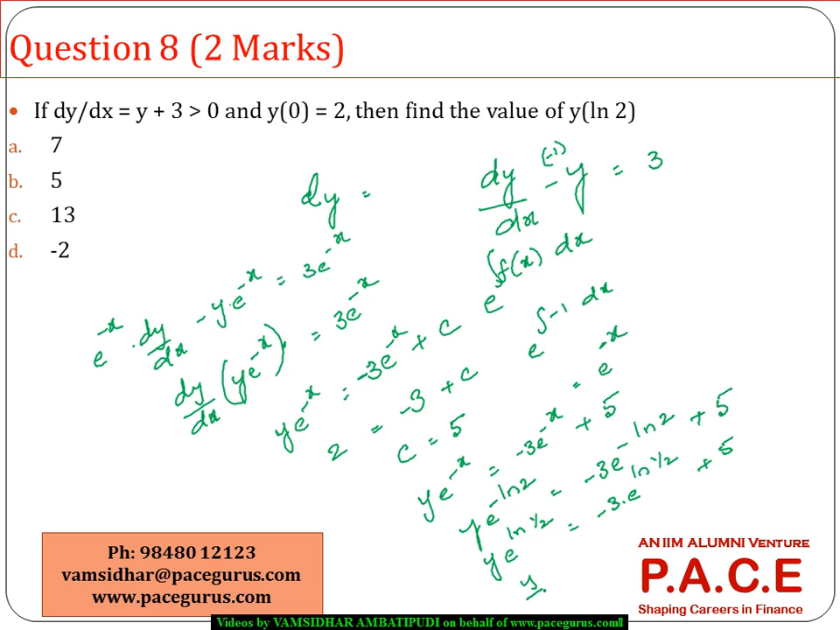So y by 2 is equal to minus 3 by 2 plus 5. So y by 2 equal to 7 by 2, from where I can solve it as y equal to 7, marking the option choice A as my answer.